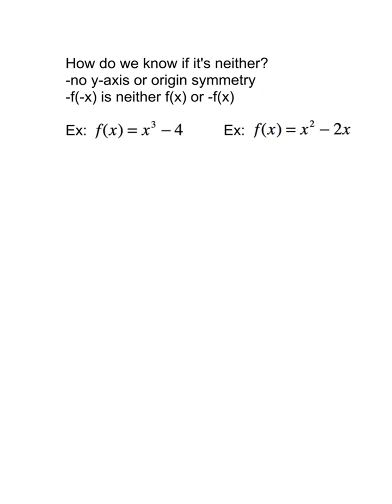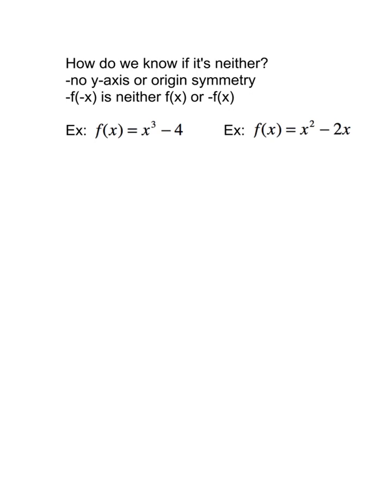All right, last thing to take a look at is what if a function is neither. So basically what happens is when you graph this thing, you're going to have neither y-axis symmetry nor origin symmetry, or if you plug negative x into the function, you don't get the exact same thing or the exact opposite. So this first function right here is neither.